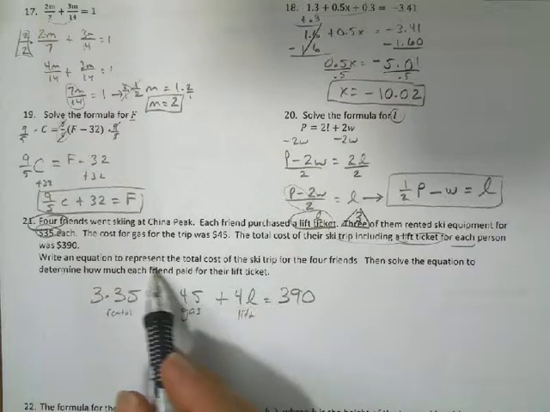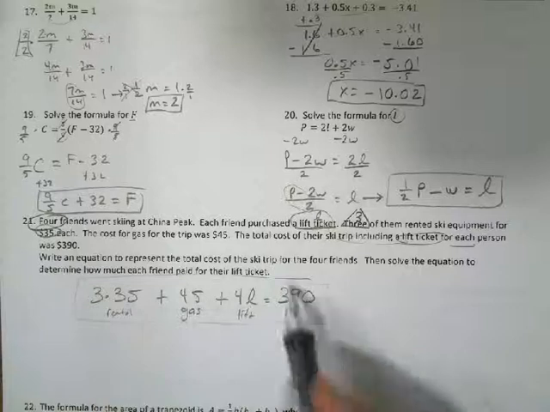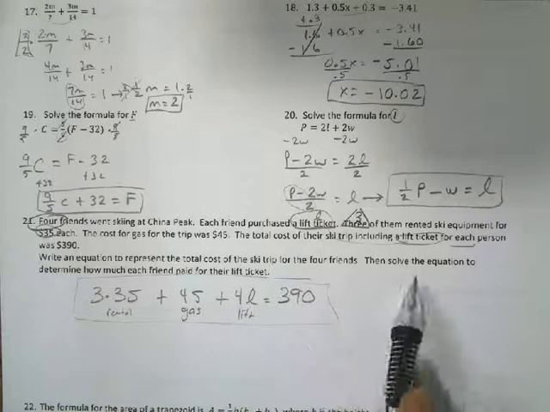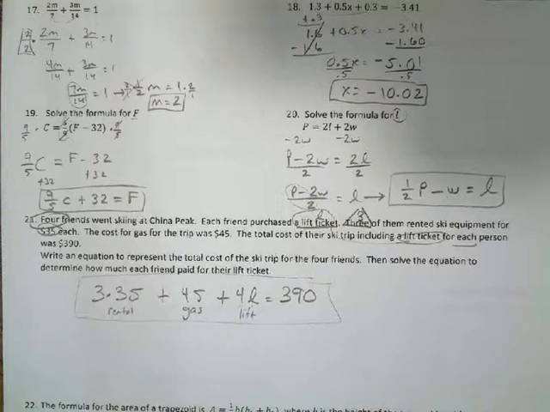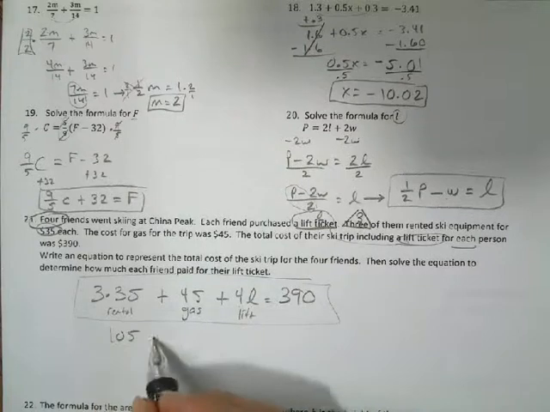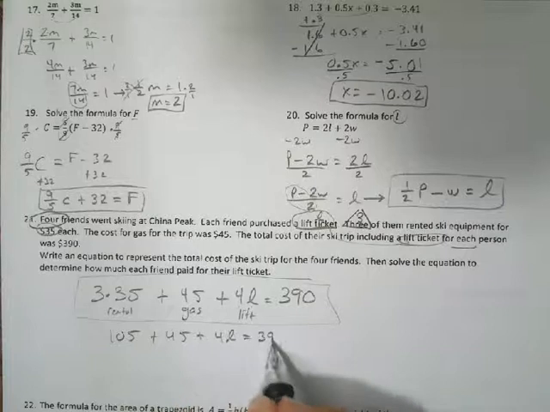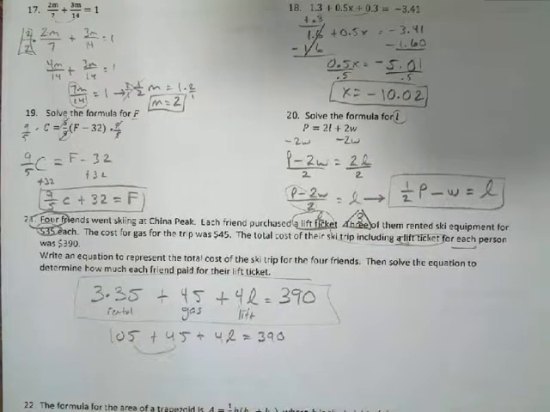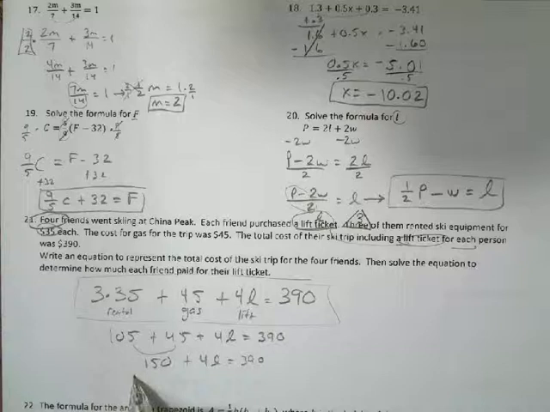It says write an equation to represent the total cost of the ski trip for 4 friends. So there's my equation to start with there. Then solve the equation to determine how much each friend paid for a lift ticket. Alright, so to do this here, let's work this out. We do 35 times 3 first of all, and we have 105 plus 45 plus 4L equals 390. I can combine those numbers, so 105 plus 45 is 150 plus 4L equals 390.